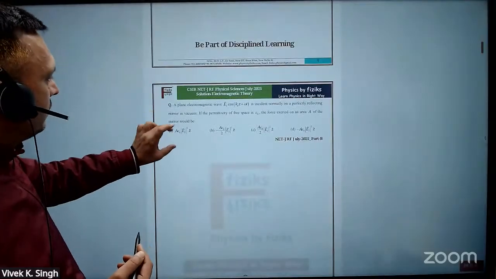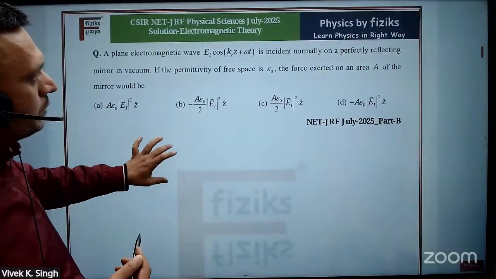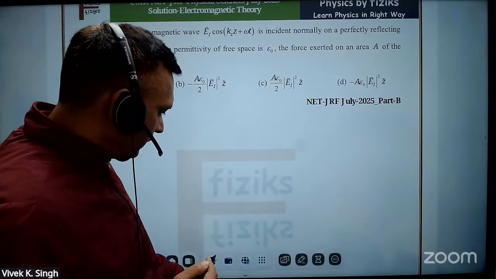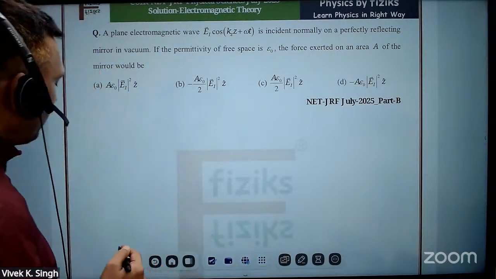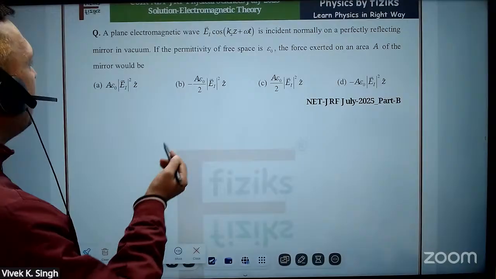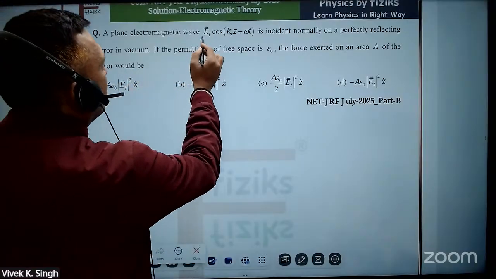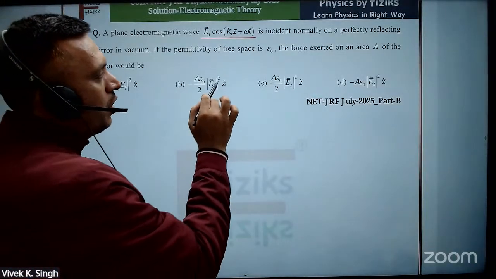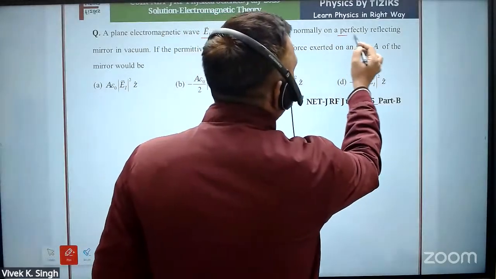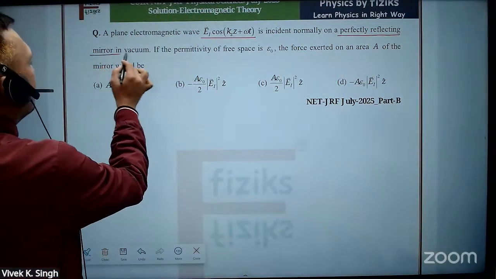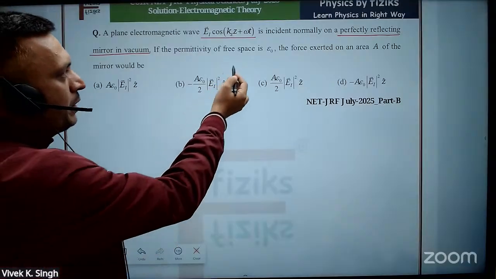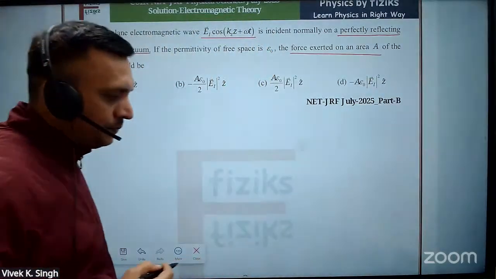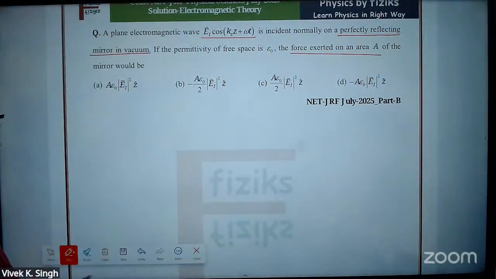See, we have this particular question. What is given? An electromagnetic wave EI cos(kz plus omega t) is incident normally on a perfectly reflecting mirror in a vacuum. If the permittivity is epsilon naught, you have to find the force exerted on area A. So it's a perfectly reflecting mirror.